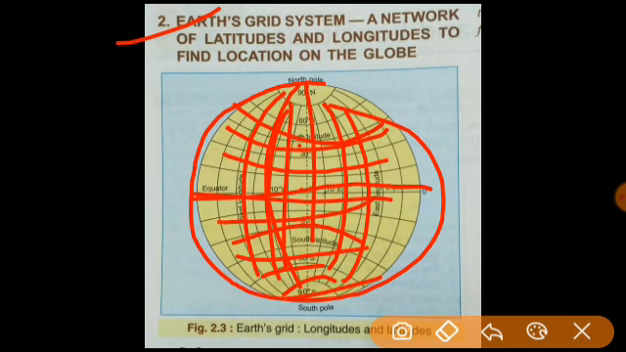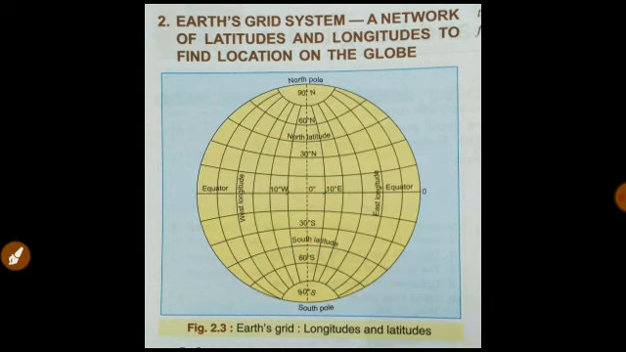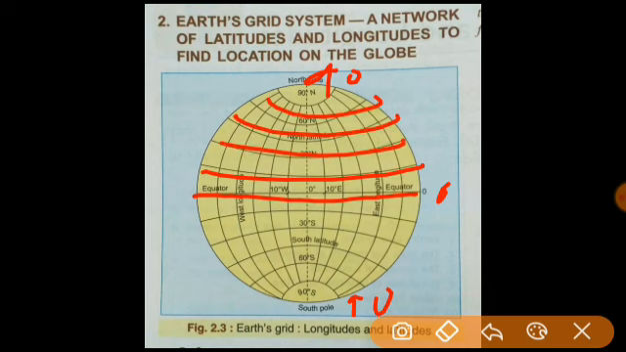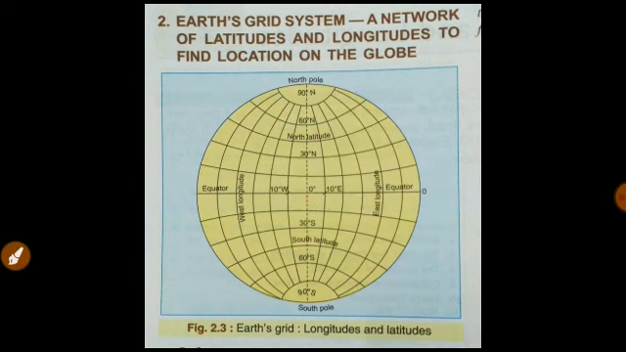And when these latitudes and longitudes are both formed, this forms a grid system, the earth grid system. By looking at this diagram, you can easily understand what the globe is and what kind of circles are formed. You can see 90 degree north, 90 degree south, and in the center 0 degree, the equator. And these all are parallel lines; basically they are circles. So I hope you understand this diagram.